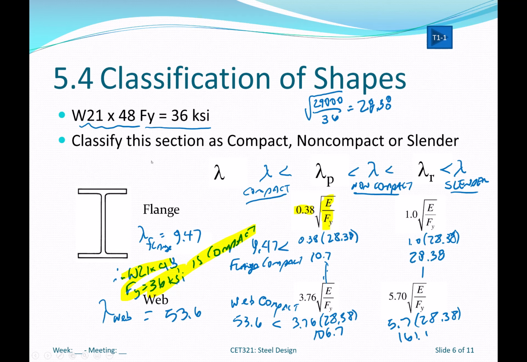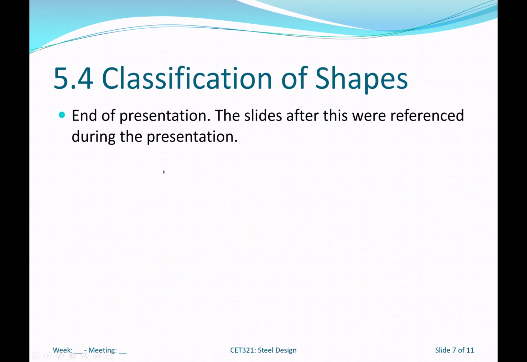Again, webs by and large are going to be compact up to 70 ksi for all rolled shapes. Some flanges will be in this non-compact area. If our lambda sub flange were 12, we would be in between 10.7 and 28.38. So that would be a non-compact flange, and that would control the classification of the shape. So that's that. Again, contact me if you have questions.